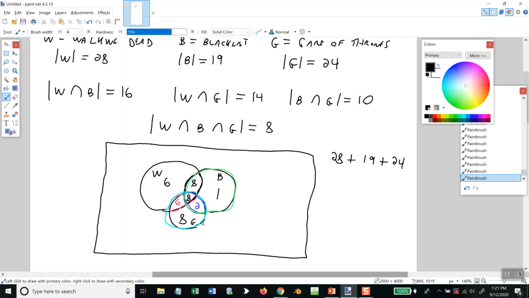Now, this is a maximum there could be, but some of them we counted twice. So you have to subtract those. So I'm going to do a minus the intersection of W and B, which is 16, minus the intersection of B and G, which is 10, minus the intersection of W and G, which is 14.